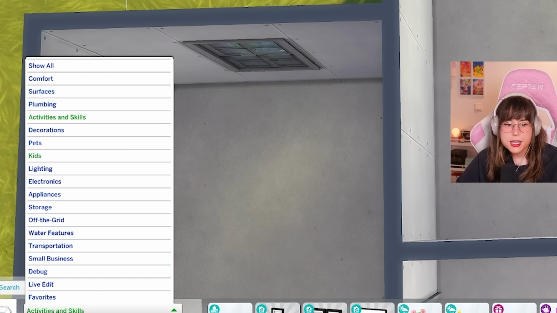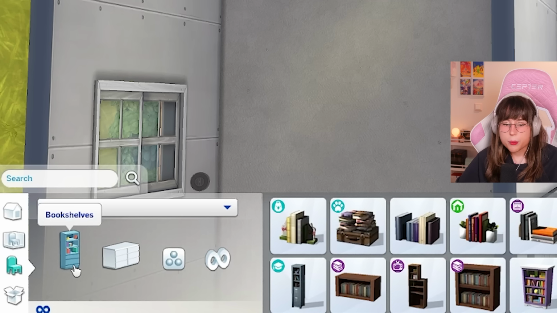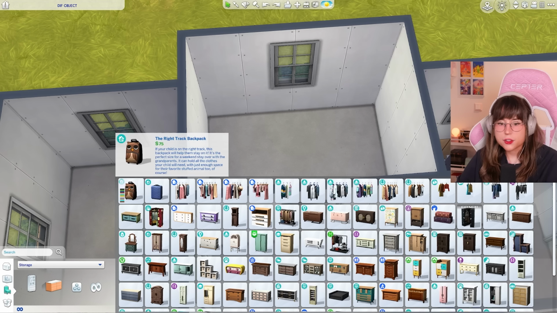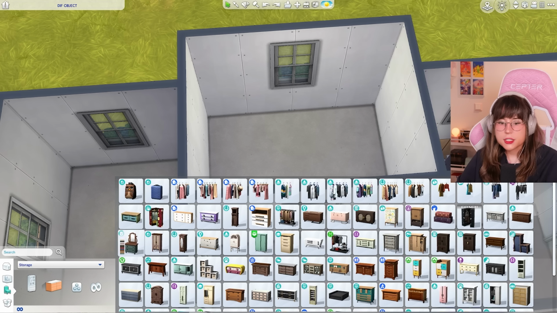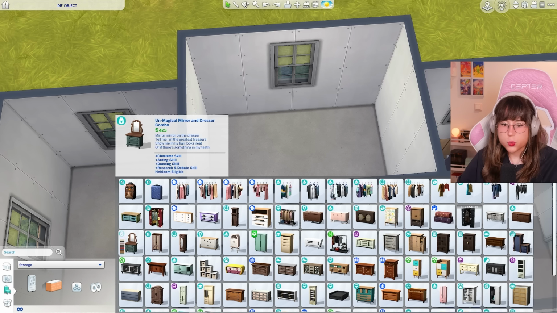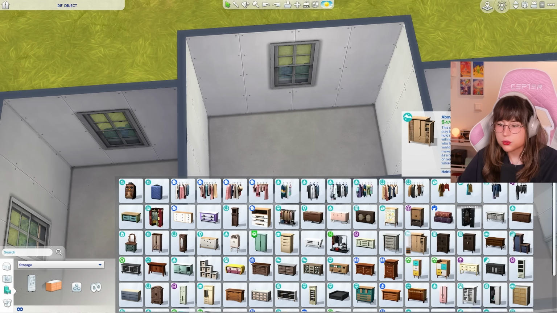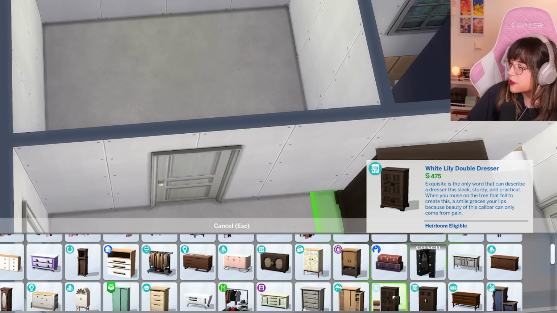1, 2, 3, 4, 5, 6, 7, 8, 9, 10, 11, storage. And then we have number 8. So 1, 2, 3, 4, 5, 6, 7, 8, dresses. And then line number 10. So 1 through 10. And then it was item number 13. So 1 through 13. The white lily double dresser.